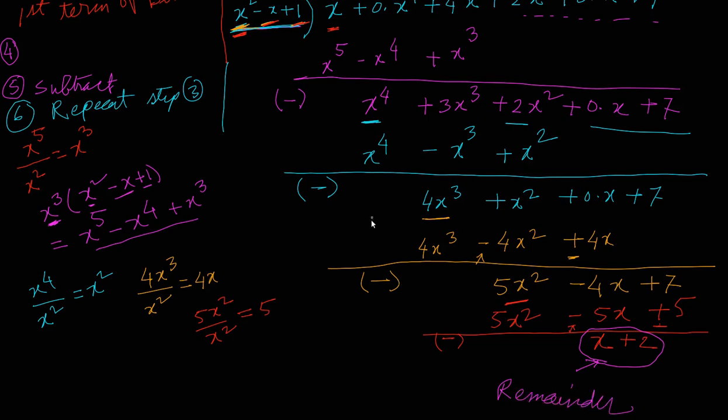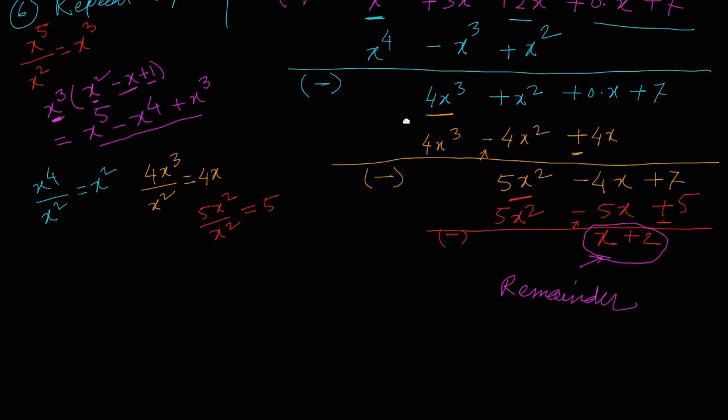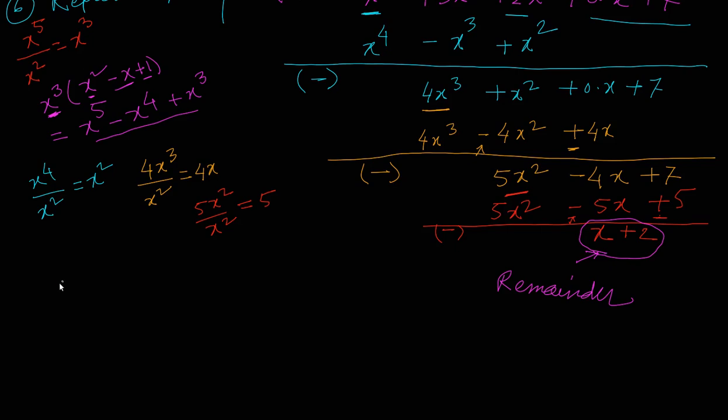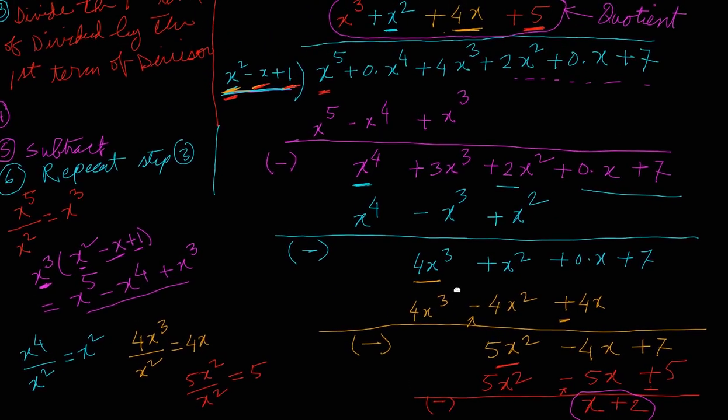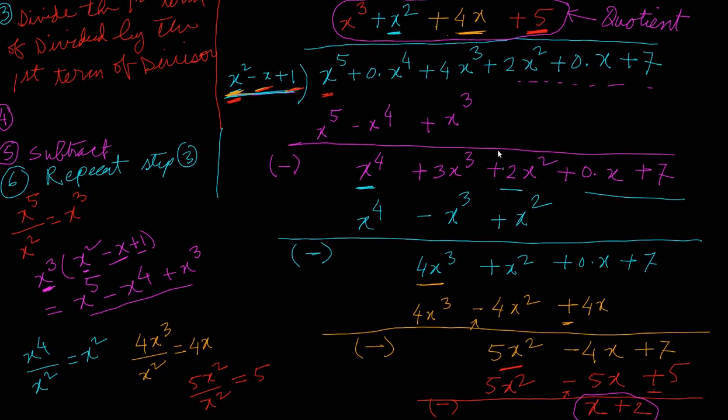Ultimately if I try to write down the result, what is my result? My quotient is x cube plus x square plus 4x plus 5. And what is my remainder? Remainder is x plus 2. So this is a complete solution of my dividing two polynomials. Okay, so this is my number one problem.